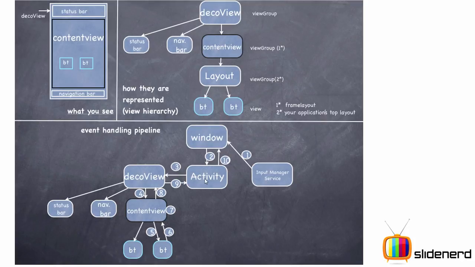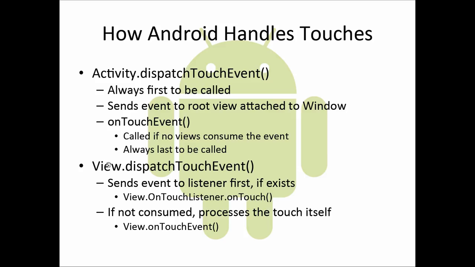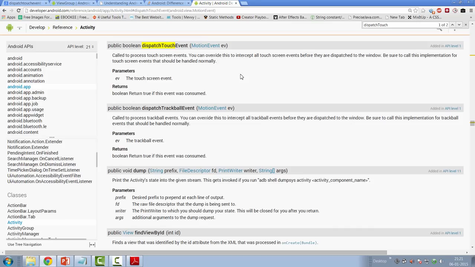Now what is exactly being passed? What are the methods that are exactly being called? Let's take a look at them in perfect order. So the whole touch framework cycle starts at the activity. It also ends at the activity. There are two methods: a dispatchTouchEvent method and the onTouchEvent method. Let's take a look at them.